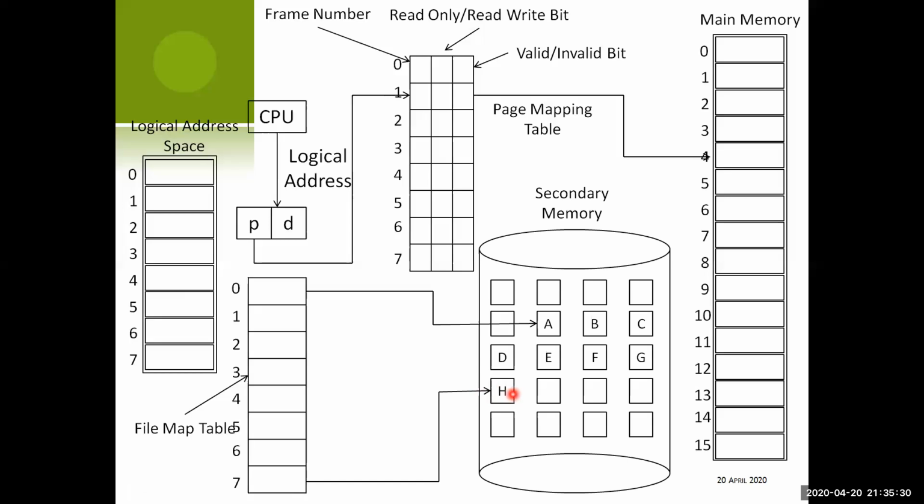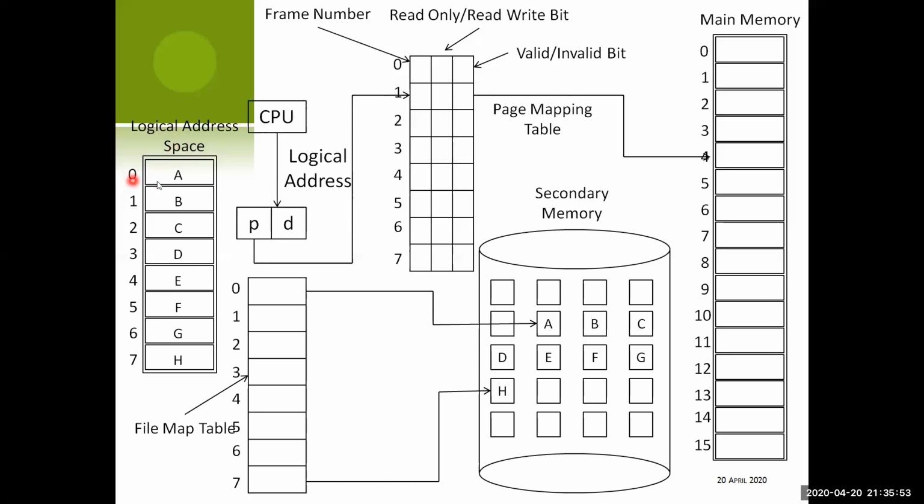Now, how will the execution proceed? We will see with an example. Suppose we have a process which we have divided into 8 pages, and all the pages are presently in the secondary memory.